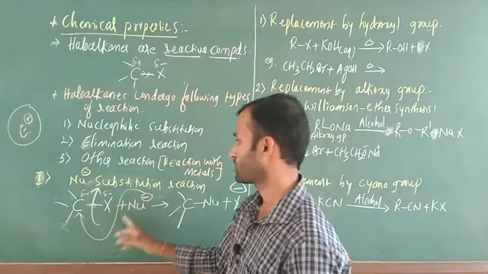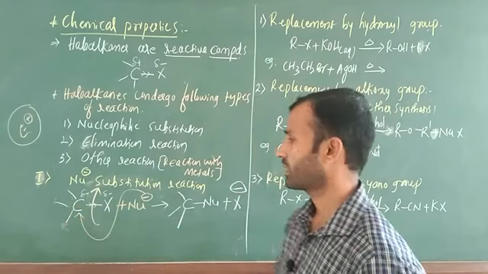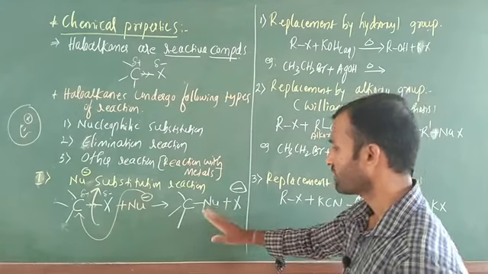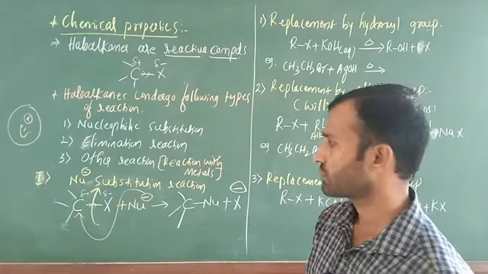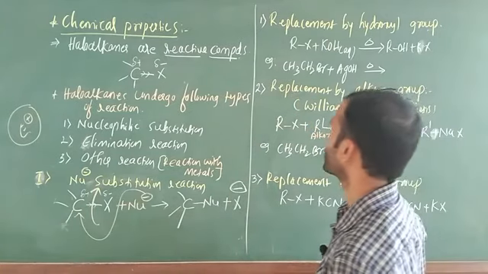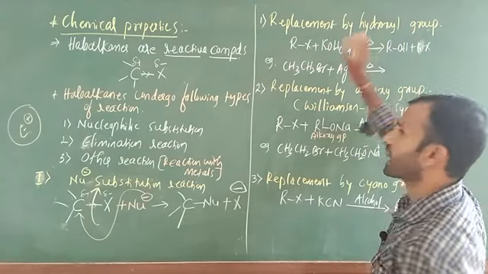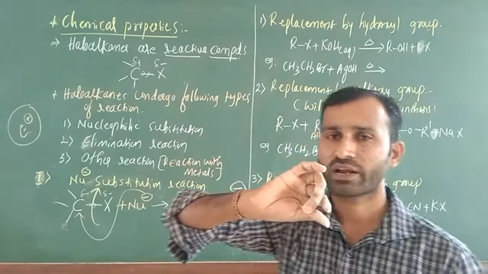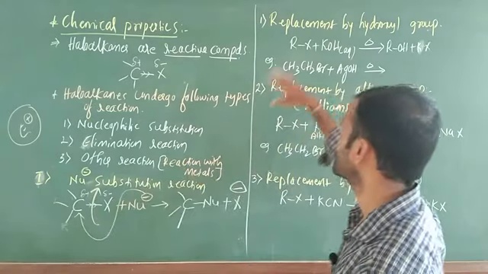That is why the nucleophile is going to attack the electron-deficient, positive center. With the help of this, we are going to write some examples of substitution reaction. The first point is replacement by the hydroxyl group. The OH minus indicates the hydroxyl group.